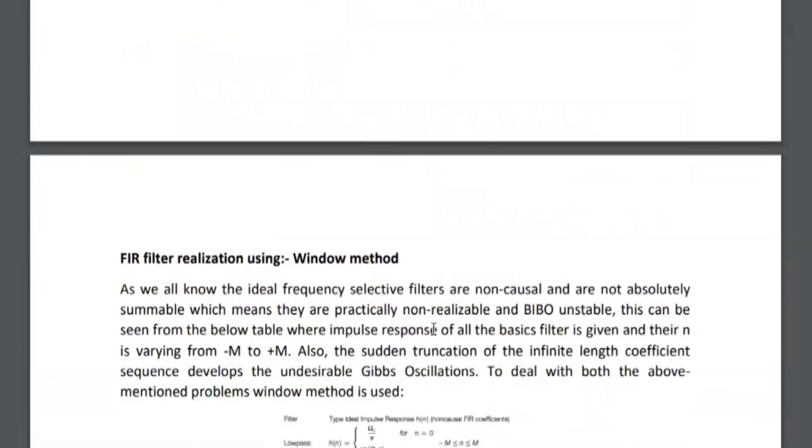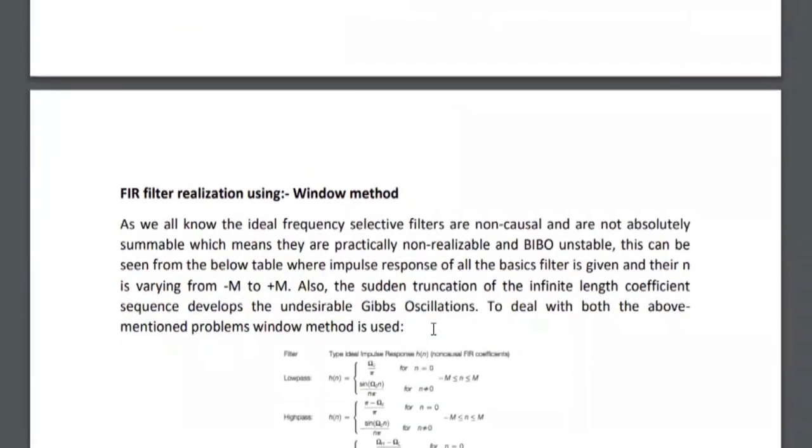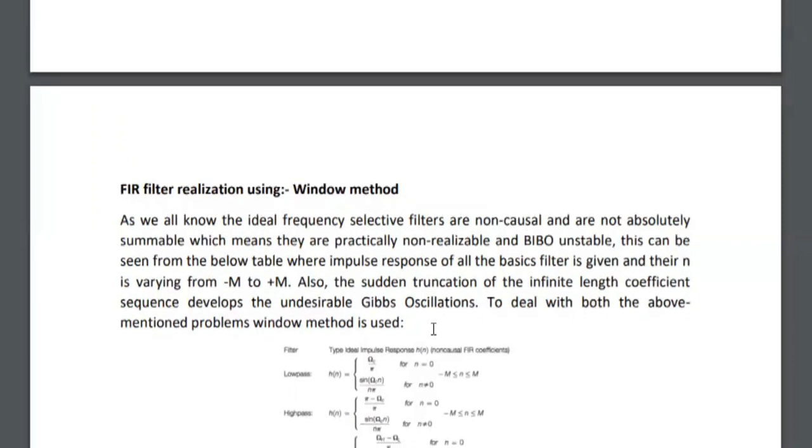FIR filter realization using window method. As we all know, ideal selective filters are non-causal and are not absolutely summable, which means they are practically non-realizable and BIBO unstable. Also, the sudden truncation of the infinite length coefficient sequence develops the undesirable Gibbs oscillation. To deal with both the above-mentioned problems, we will use the window method.